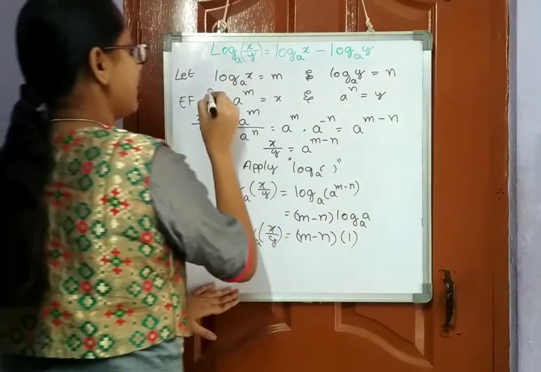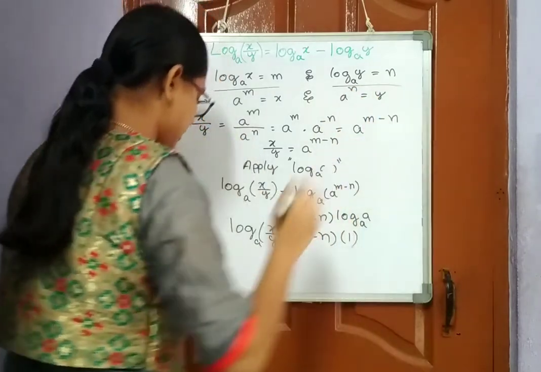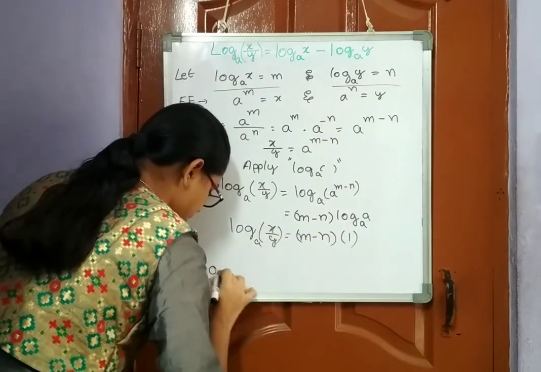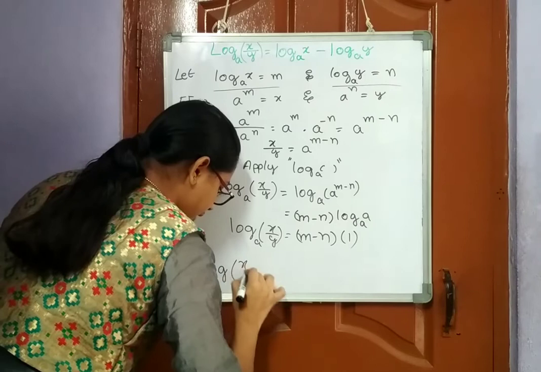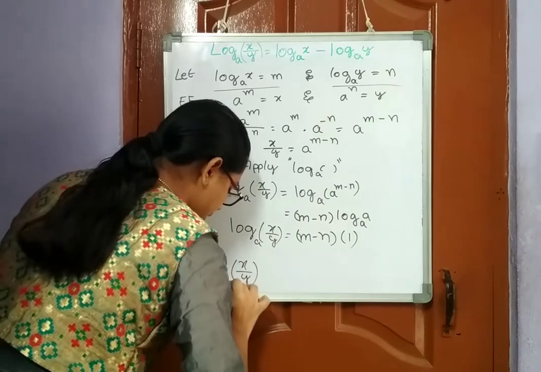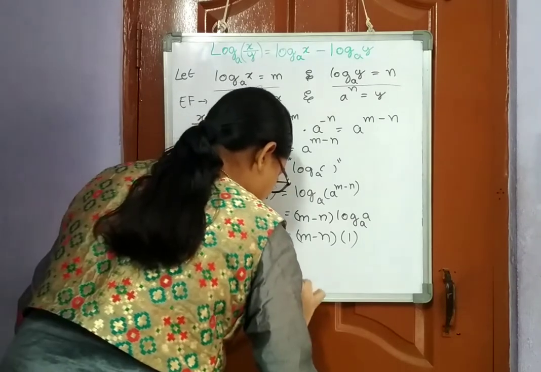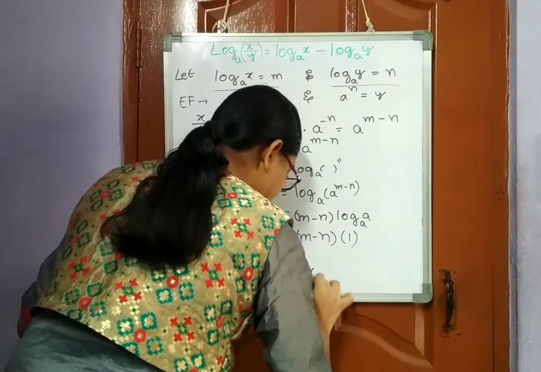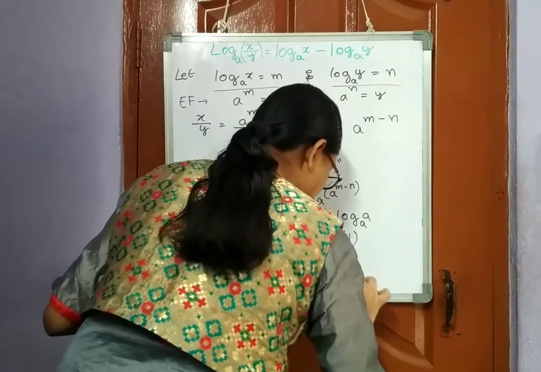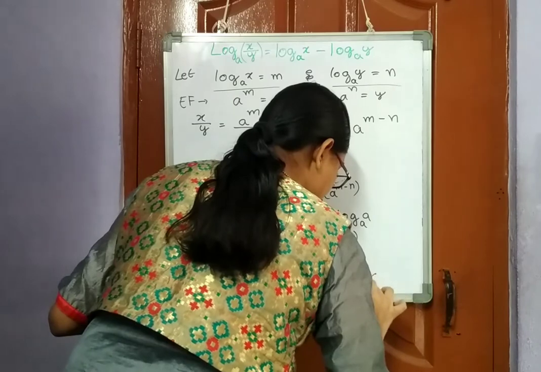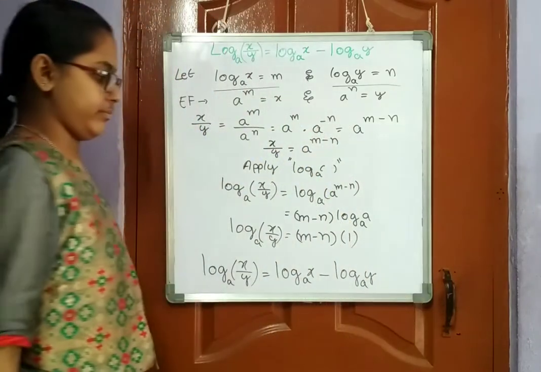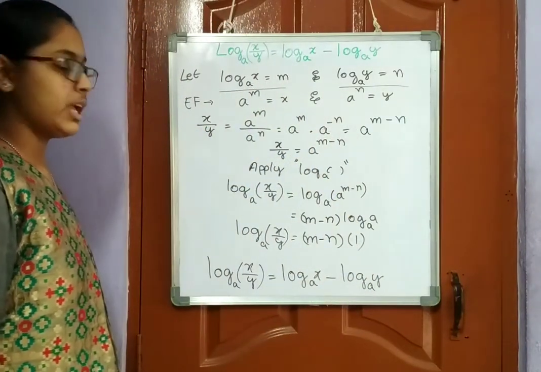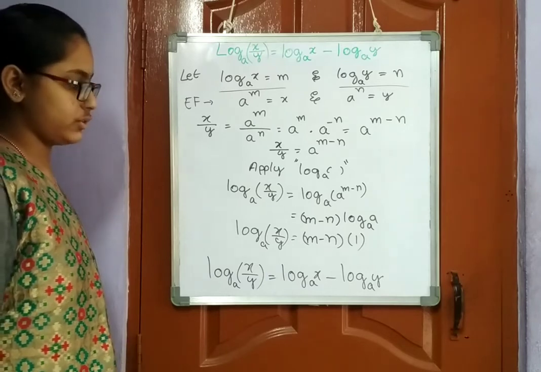As we have m and n values here, let's substitute it. That is, log of x by y to the base a equals log x to the base a minus log y to the base a. This is the proof of the quotient rule.